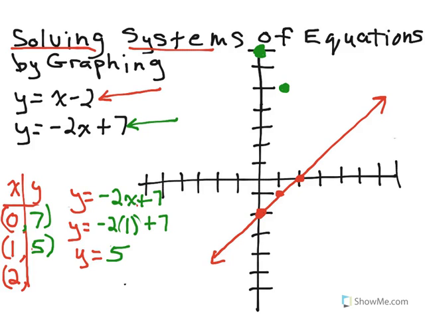Now let's replace x with 2. If x is 2, y equals negative 2 times 2 plus 7. Negative 2 times 2 is negative 4, plus 7 equals 3. So we now have another set of coordinates for a point, 2, 3. Now we draw a straight line connecting the points we just plotted.